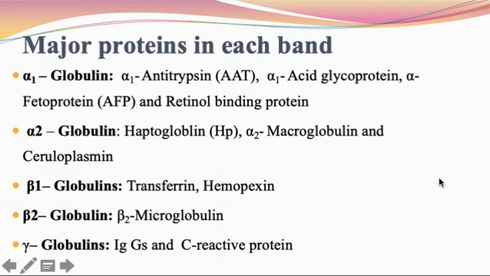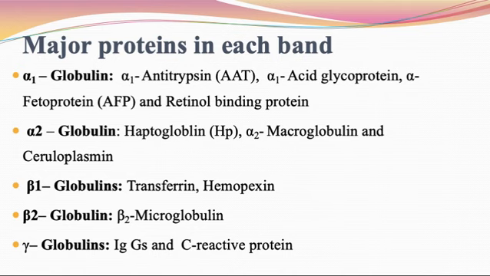Next, coming to the major proteins in each band. Alpha 1 globulin includes alpha 1 antitrypsin, alpha 1 acid glycoprotein, alpha fetoprotein and retinol binding protein. Alpha 2 globulin includes haptoglobin, alpha 2 macroglobulin and ceruloplasmin. Beta globulins include transferrin, hemopexin, beta 2 microglobulin. Gamma globulins include IgG, and C reactive protein.